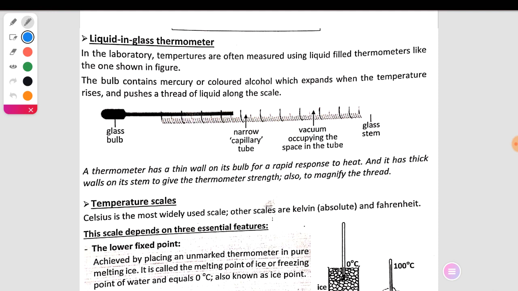But in the case of gas, when the temperature increases, the volume of the gas increases at constant pressure. In the case of solids, when the temperature increases, the volume increases, but the density decreases, because the relation between the density and the volume is inversely proportional at constant mass of the substance.